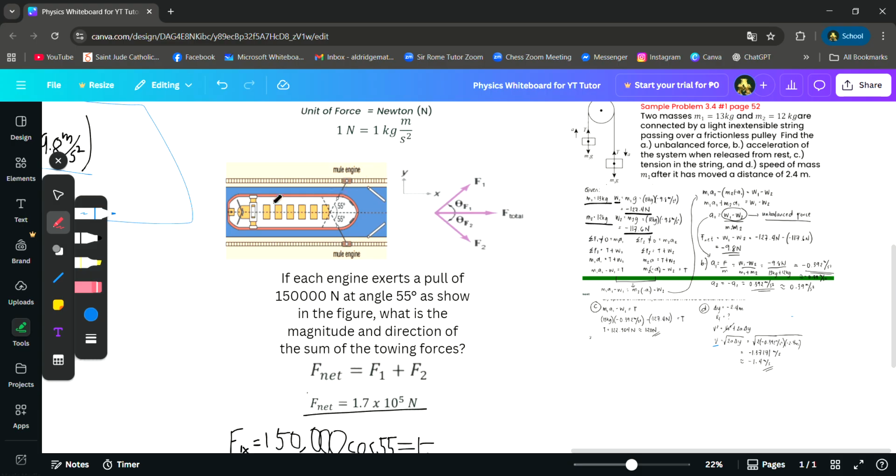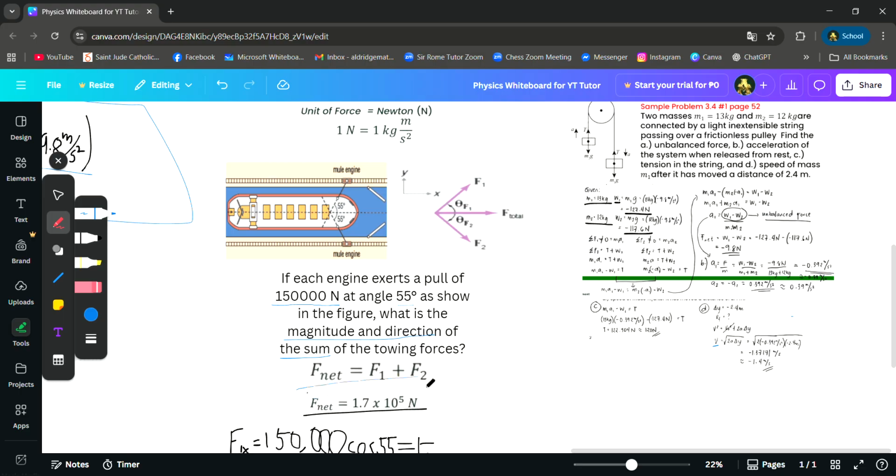So this example, we have a boat with two mule engines pulling it at 55 degrees. So each engine exerts 150,000 newtons at an angle of, like I said, 55. And we need the magnitude and direction of the sum.